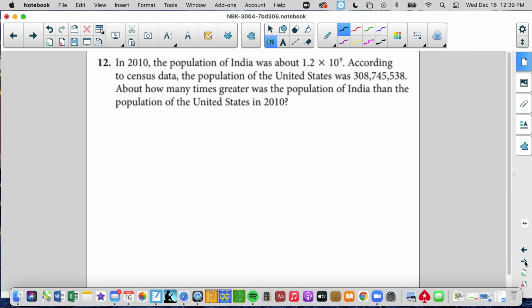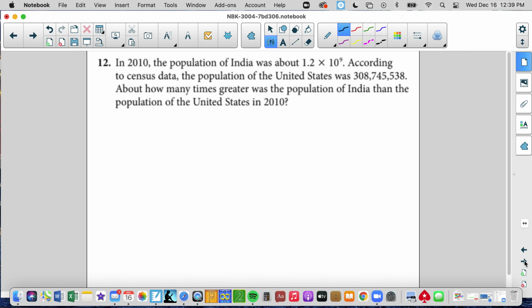In 2010, the population of India was about 1.2 times 10 to the 9th. According to census data, the population of the United States was 308,745,538. About how many times greater was the population of India than the population of the United States in 2010?